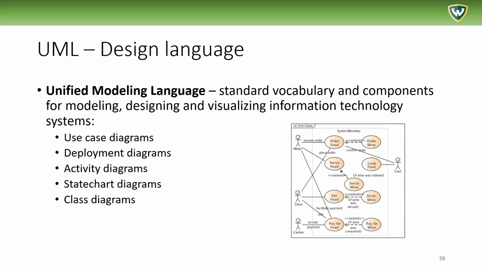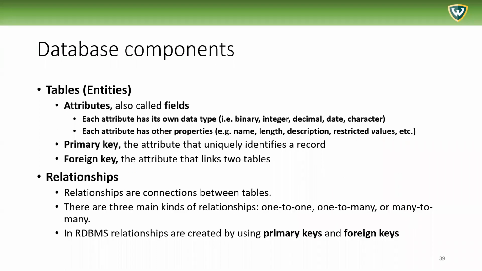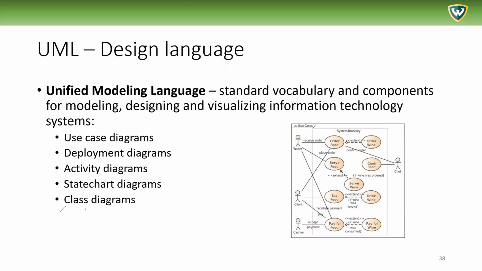There are various kinds of diagrams and components for designing all sorts of processes and parts of information systems. So here I have an example of a use case diagram, which describes how a particular user or different types of individuals and different types of users interact with the system. We may or may not be working with this kind of diagram in this course, but there are many other kinds: deployment diagrams, activity diagrams, state chart diagrams, and class diagrams, which is the one that we're going to be mostly working with.